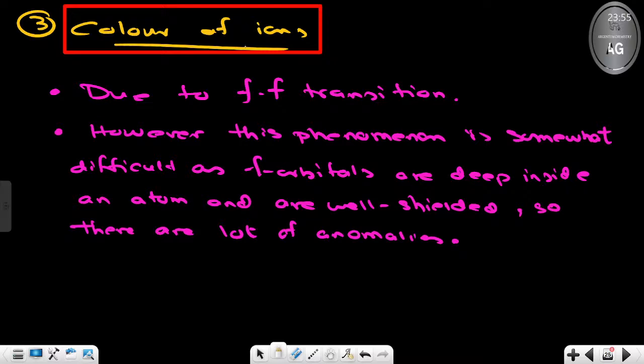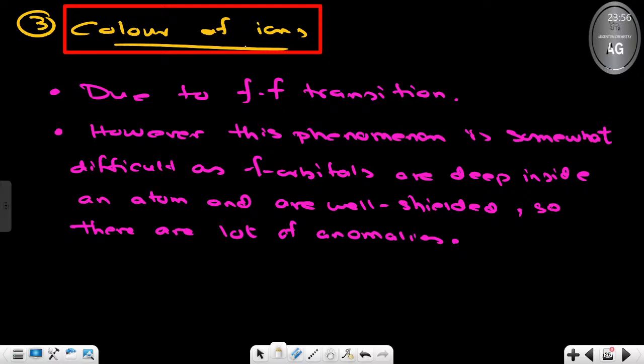F orbitals are there, 4f, then 5s is also there. So however, this phenomenon, the FF transition, is actually very difficult. Why? Because the first reason is F is very inside, and they are well shielded by the previous electrons. So F orbitals being very inside and well shielded, there will be a lot of anomalies. That is why FF transition is not actually seen.